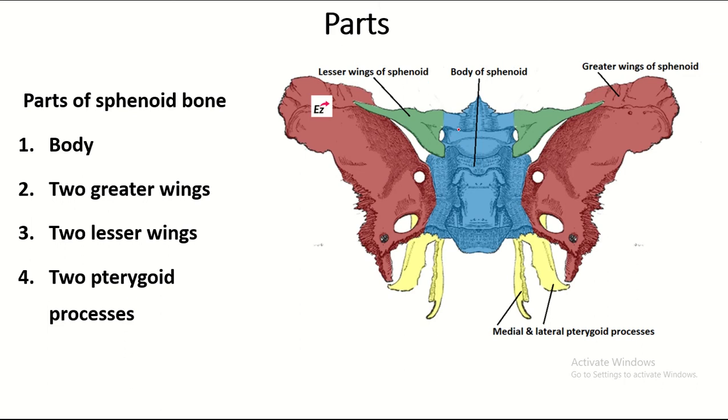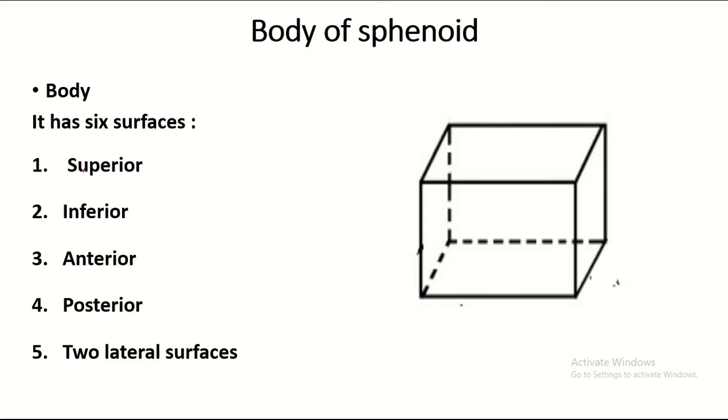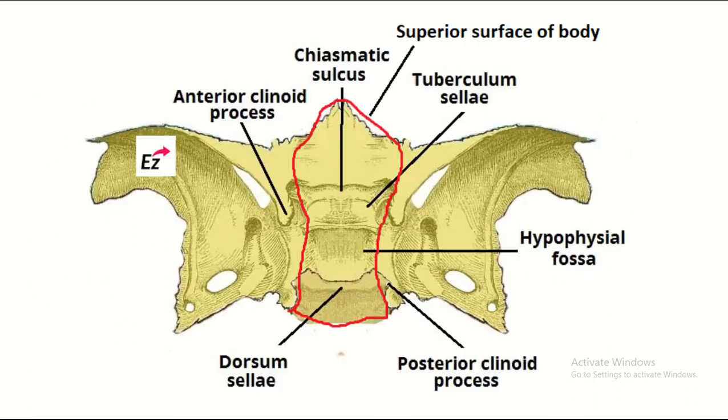The parts of the sphenoid bone: the body of the sphenoid bone, lesser wings, greater wings, and pterygoid process. This is the medial pterygoid process. These are the lateral pterygoid process, and some foramina are present within the sphenoid bone. The body is cuboid in shape and contains two large air sinuses which are separated by a septum. It has six surfaces: superior surface, inferior surface, anterior surface, posterior surface, and two lateral surfaces.